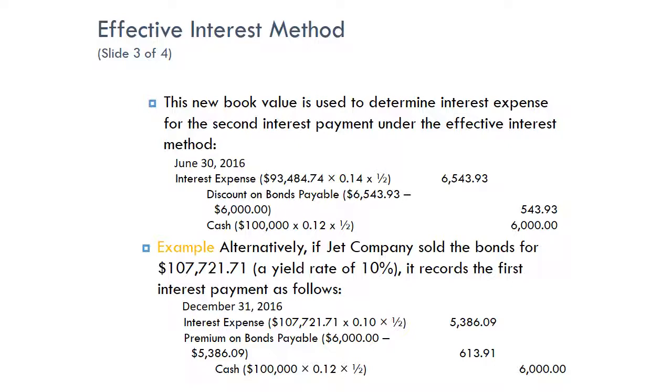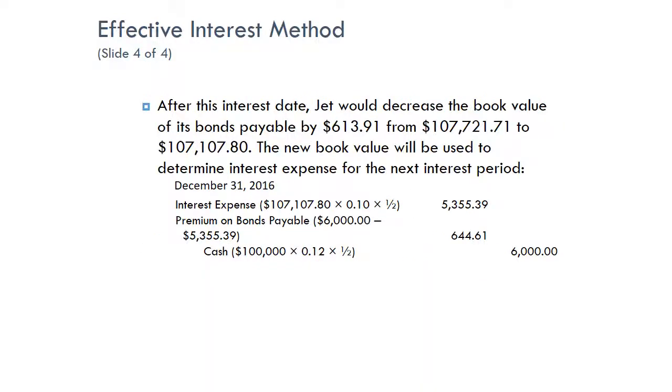Remember, when that occurs, you just decreased your premium account. So now you have to calculate your book value. So it'll be the $100,000 face value plus the new balance in your premium account of $7,107.80. And then you would use that new balance to calculate interest for the interest payment on December 31st, 2016. Notice the cash does not change. That's set in stone. It's a contract. It's on the bond. Face value times stated interest rate times time. That's how much cash is going out.